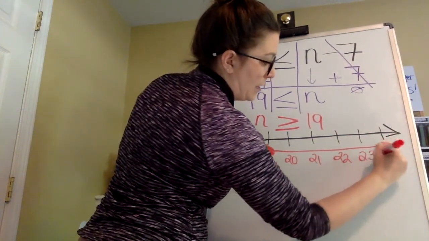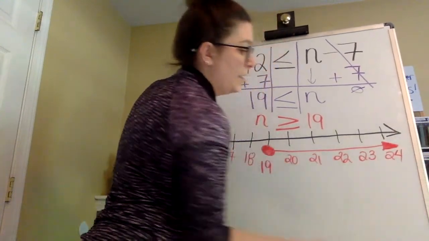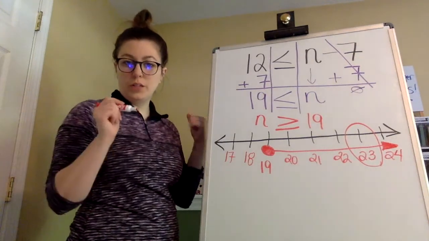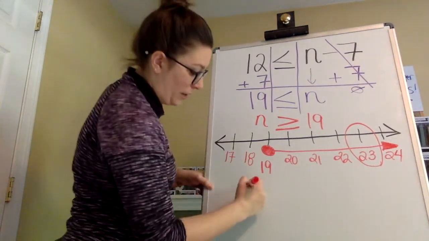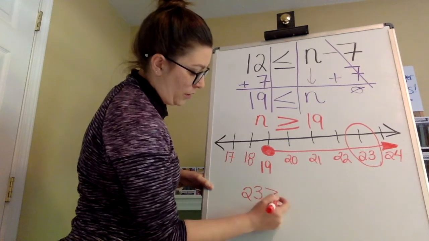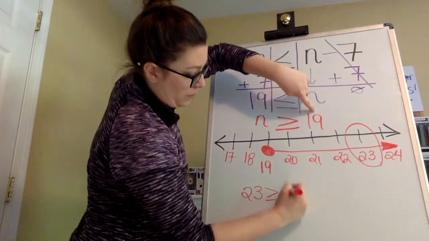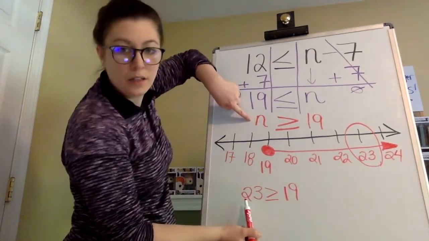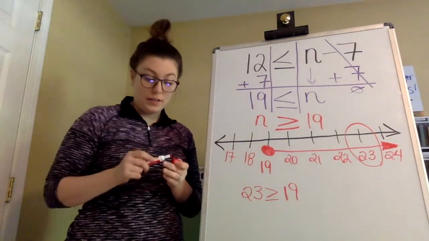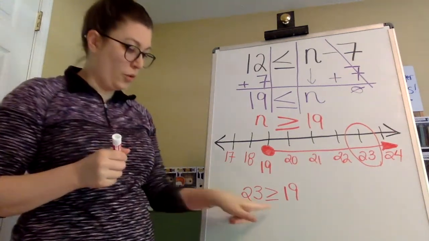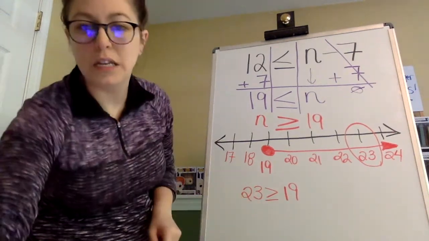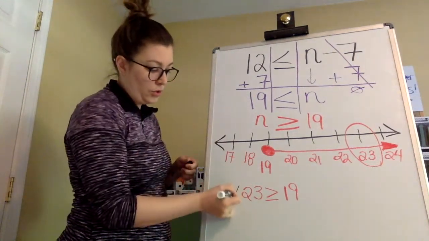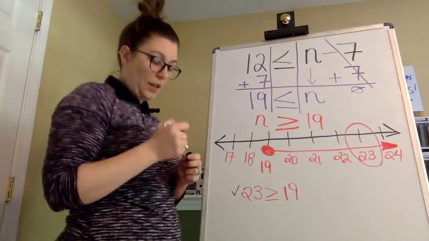So I'm adding in the numbers that go on my number line, and then I'm going to pick one to do my check step. So I just chose 23 at random. So here I would say, okay, 23 is greater than or equal to 19. All I did was take the 23 and replace it with the n here so that I could check to see, is this a true statement? Is 23 greater than or equal to 19? Yeah, 23 is larger than 19. So check, we did it right, and our graph is right.